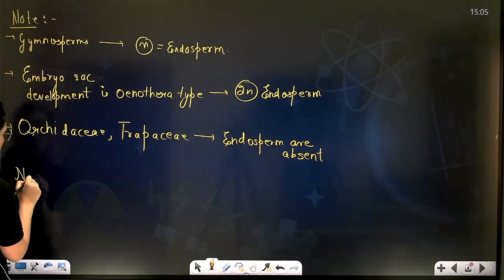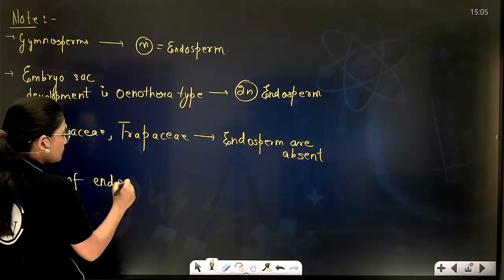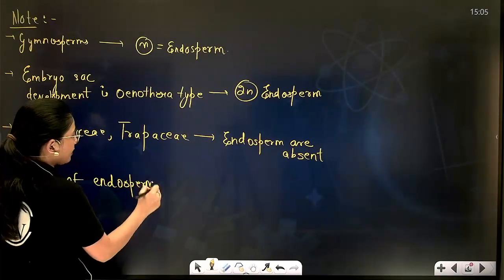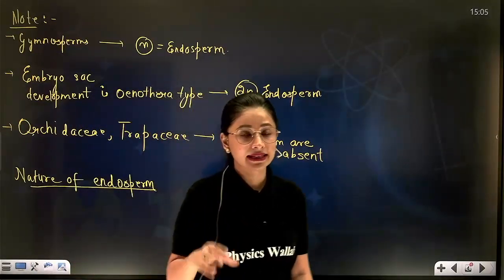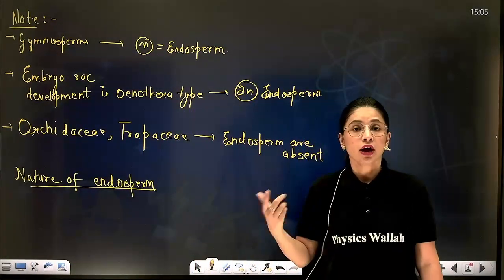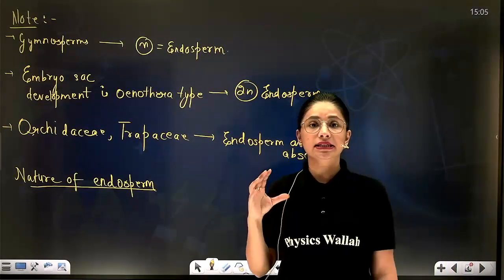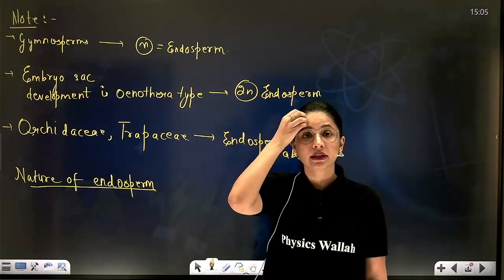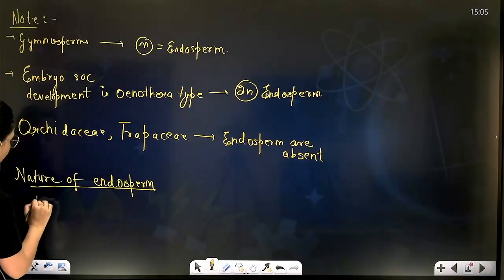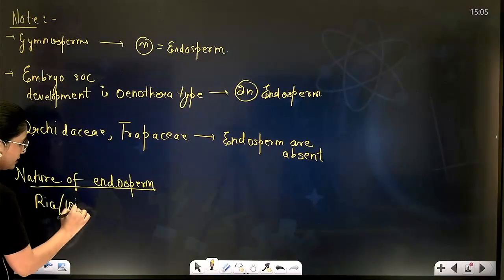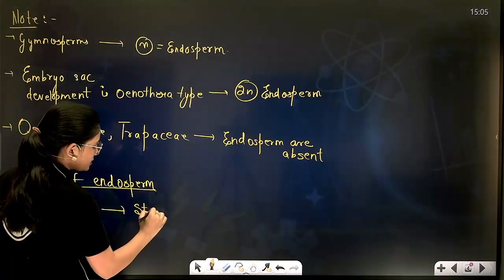On the basis of nature of endosperm, if it is wheat and rice, the seeds of wheat and rice are endospermic seeds and they have persistent endosperm for the development of embryo later on. Their endosperm is starchy in nature, rich in carbohydrate. So the type of nutrition present in cereals like rice and wheat is actually starchy.